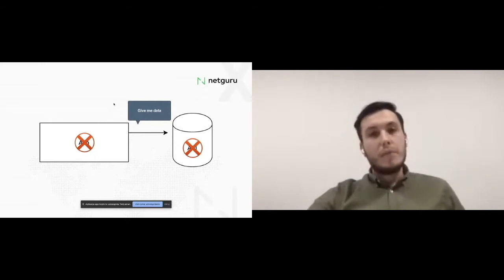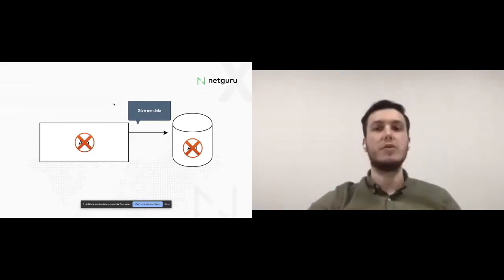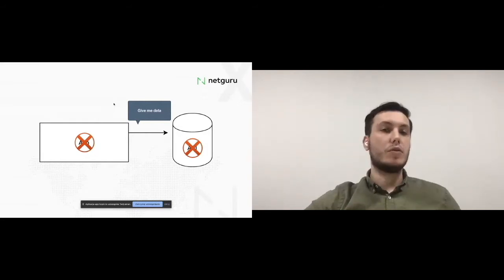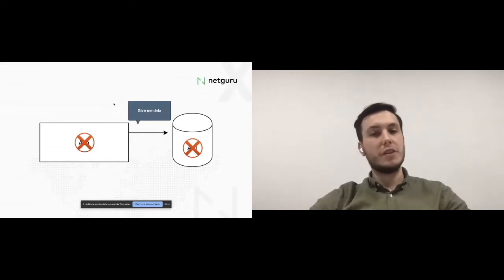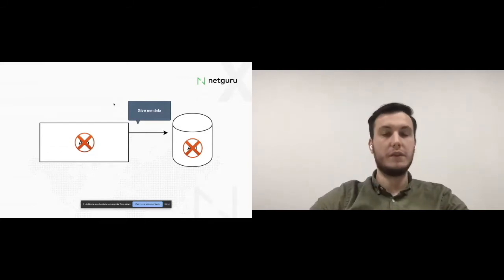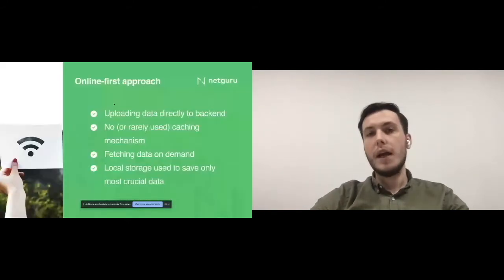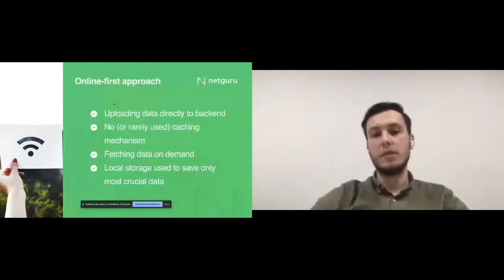So just to sum up, what's the online first approach? It's uploading data directly, as you see on these connections. There was only a straight connection to the backend. There was no caching mechanism, or it is really rarely used. We are fetching data on demand, and local storage is used only to save the most crucial data, like some kind of authorization token.